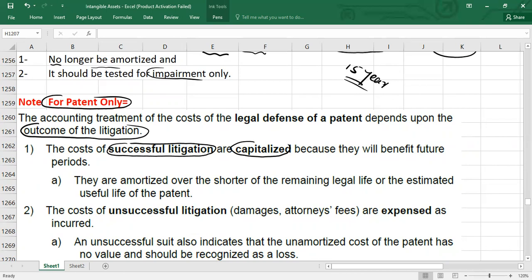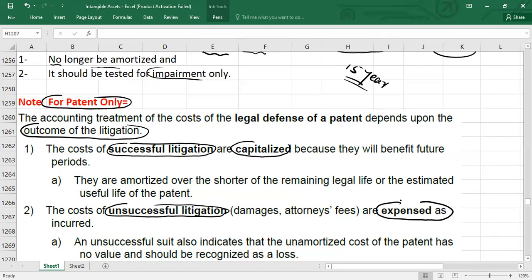And if the litigation is unsuccessful, like you are unsuccessful in defending your patent, in that scenario, as per US GAAP, you need to record those costs as expense immediately. You are not bound to capitalize those costs.